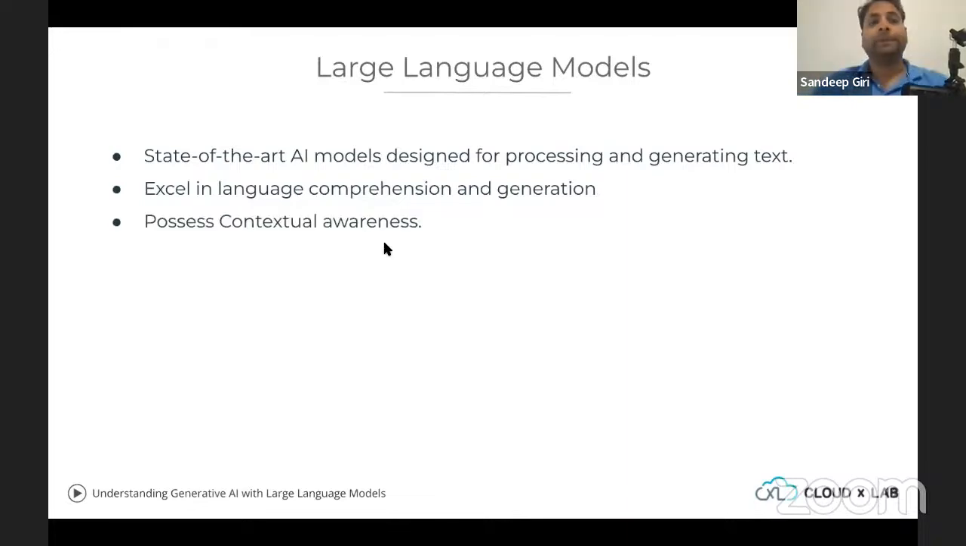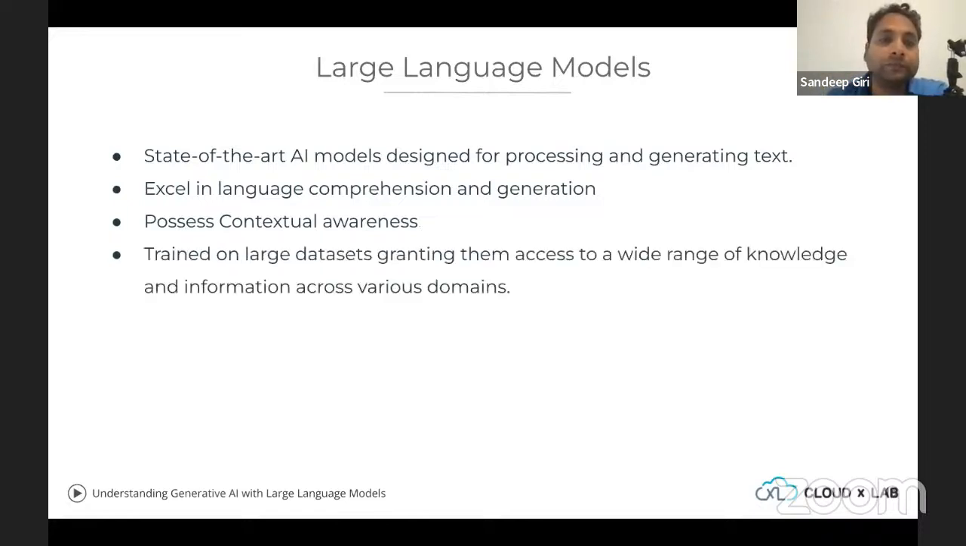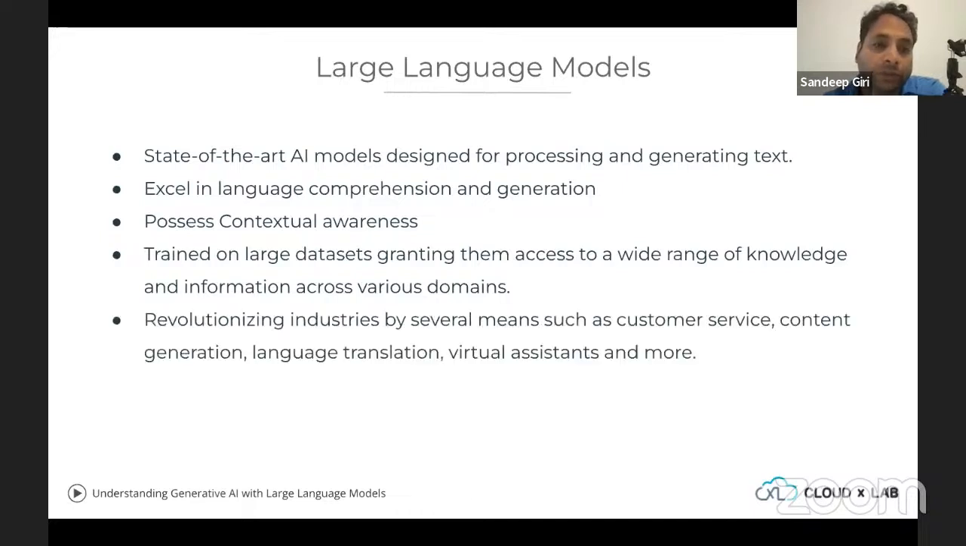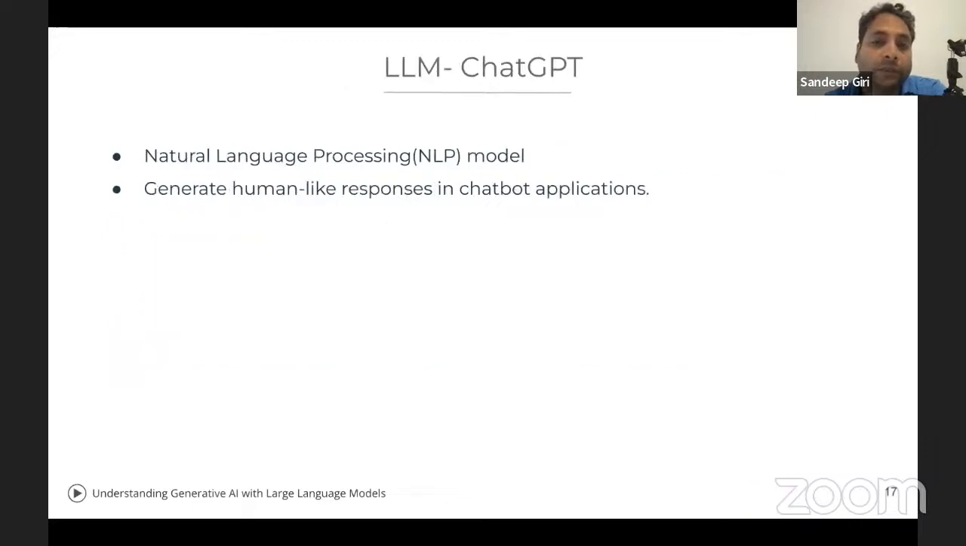So it possesses contextual awareness. It is trained on a large data set, making them really, really intelligent, and they basically understand a lot of words, a lot of sentences, the meanings, and so on. It has revolutionized the industry by several means, such as customer service, content generation, language translation, virtual assistants, and more.